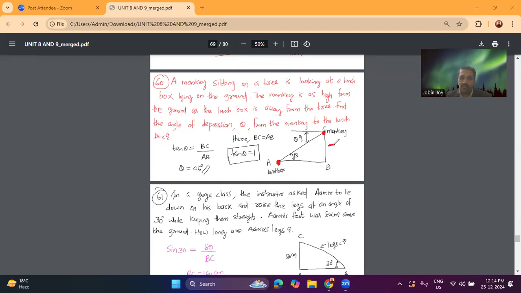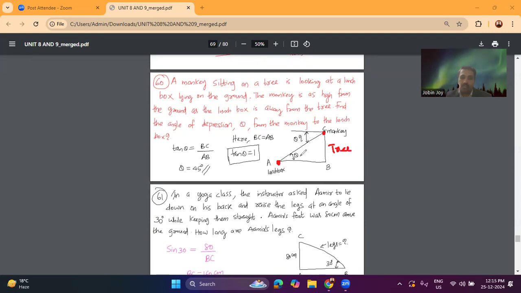So this is the tree. The monkey is as high from the ground as the lunch box is away from the tree. That means this distance and this distance are equal. Find the angle of depression. You have to calculate this angle of depression theta from the monkey to the lunch box.